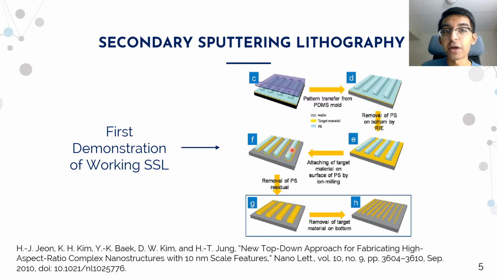Then, the PS pattern remaining on the substrate is removed using RIE with a mixture of O2 and CF4 plasma, and then once this target material on the bottom is removed as well, you're left with high-resolution platinum line patterns over a large area.